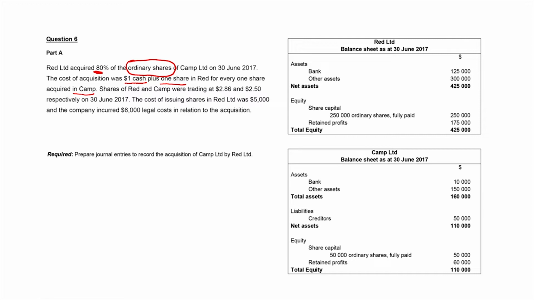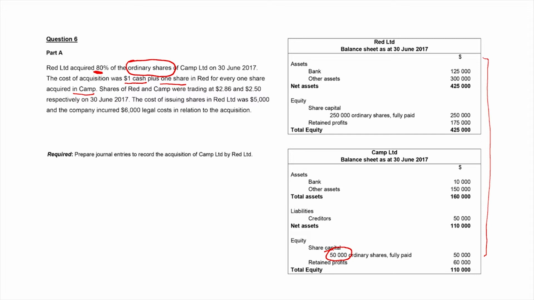So if it says that it's 80% of the ordinary shares, we need to find out exactly how many shares you're going to acquire. So in this question, you can see that we have a lot of information provided here. But most of them are irrelevant because there's no need to recognize individual assets and liabilities. All you need to know is the number of shares that you want to acquire from Chem Limited. For this one, the information is near the bottom of the balance sheet. So in here it says that in total there are 50,000 ordinary shares in Chem Limited, and you want to acquire 80% of that. Okay, 80%.